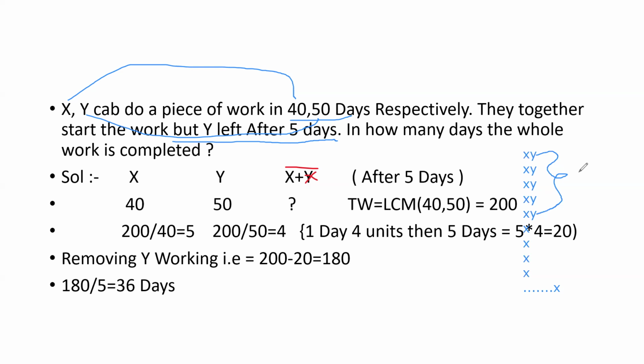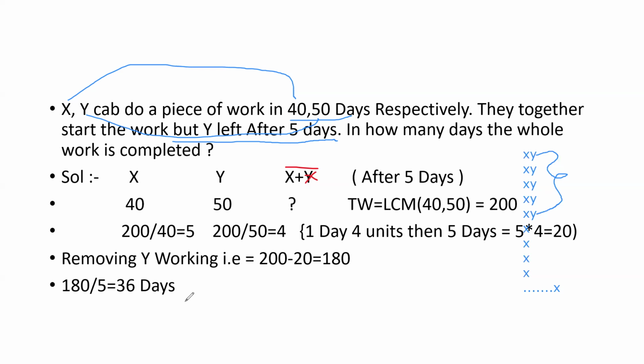Therefore, total work 200. 200 minus 20 equals 180. This 180 units is the work done by the X person only. So the X person in 1 day can do 5 units of work. Therefore, total work 180 divided by 5 units per day. Then 180 by 5 equals 36 days.